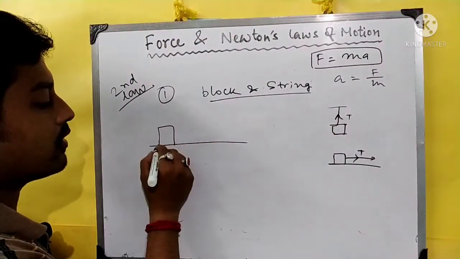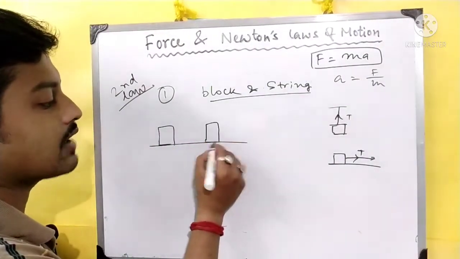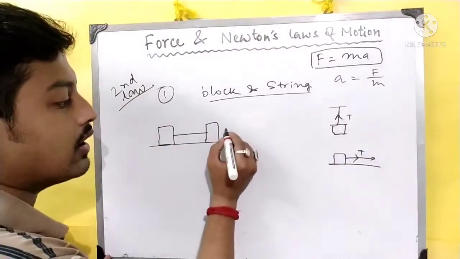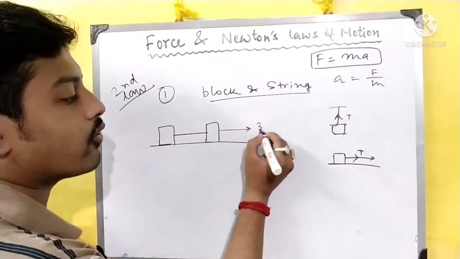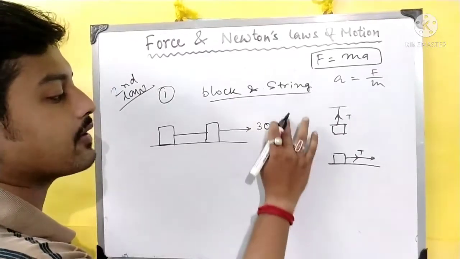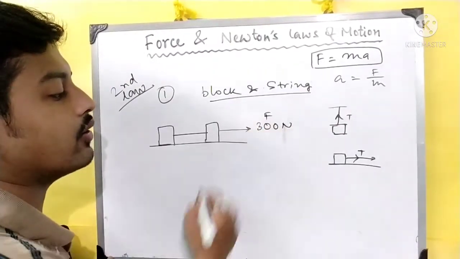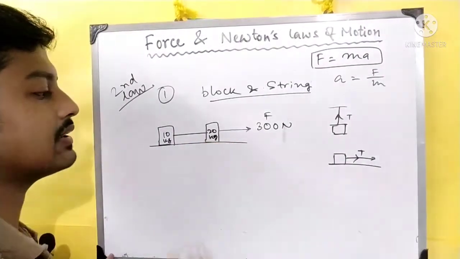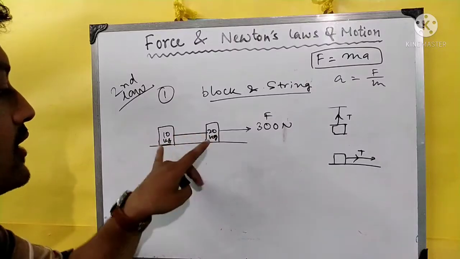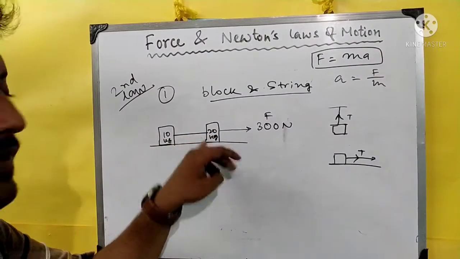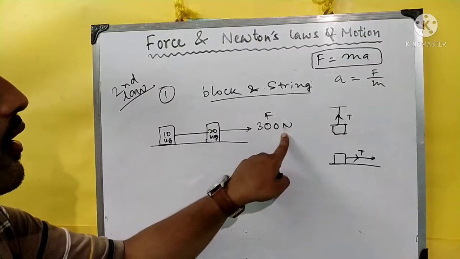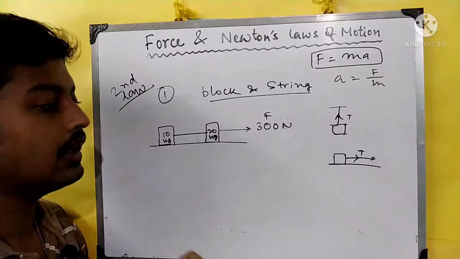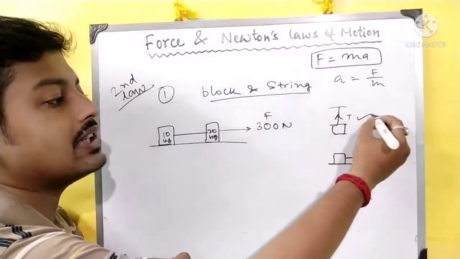Two bodies are kept on this plane and these two bodies are tied with a rope. On the whole, these bodies are pulled by a force of 300 Newton. This is a 10 kg mass, this is a 20 kg mass. So these two bodies are tied with this string and pulled together by the force of 300 Newton. You have to find the expression of this tension.